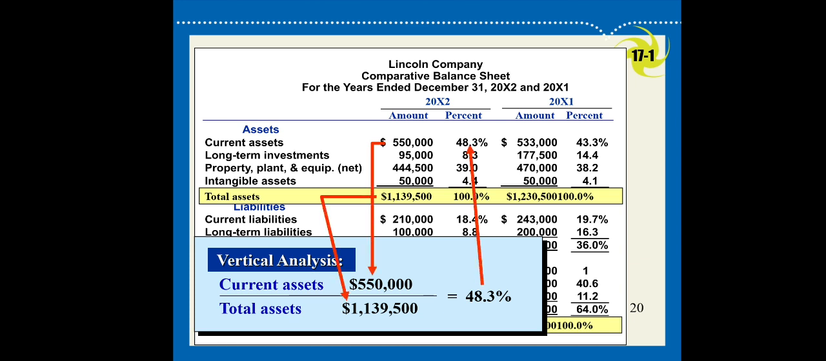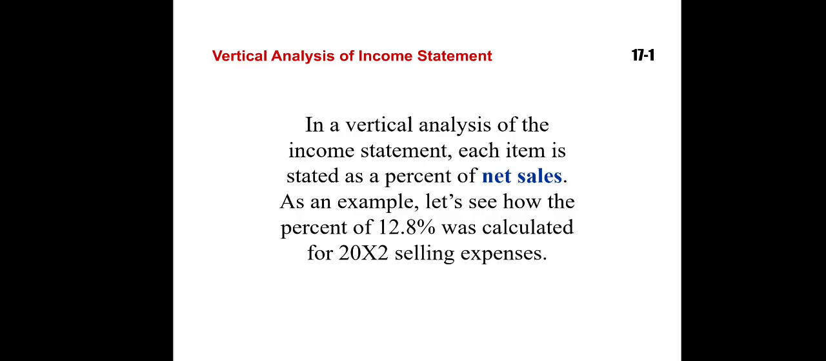See here? For the current asset, how to calculate the percentage? 550,000 divided by the total asset, 1,139,500, equal to 48.3%. So you have to do the same thing for every item. Total asset is always 100% and total liabilities plus equity is also always equal to 100%.